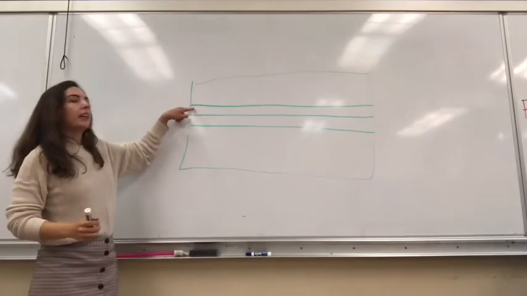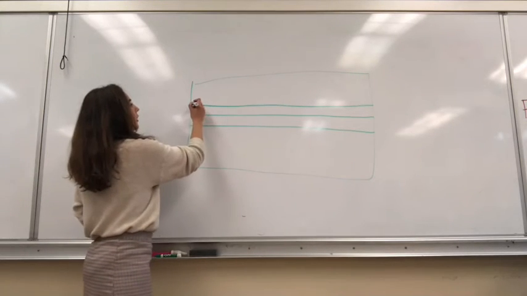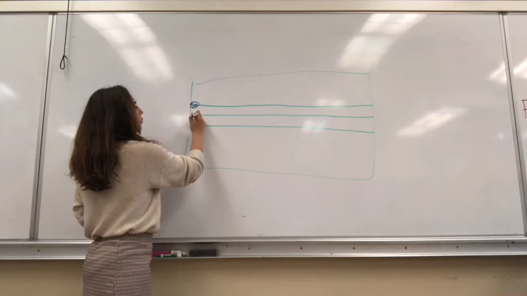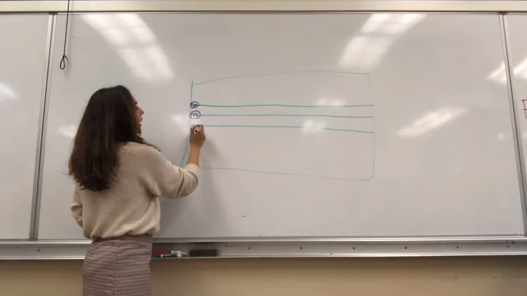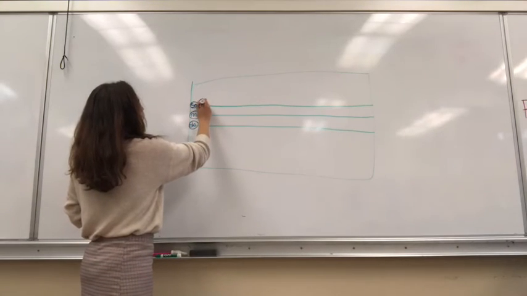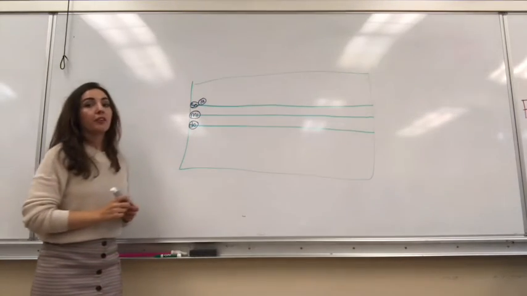Your top line of your staff, and you can write this on here before you get started. So is your top line, mi is your middle line, and do is your bottom line, and la is right above the top line.